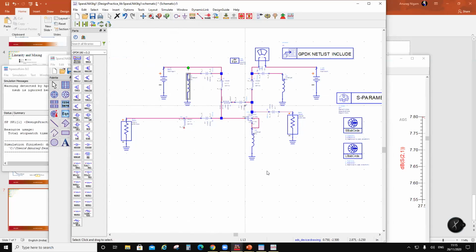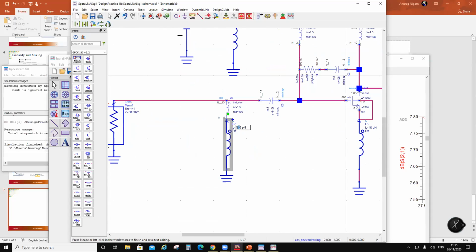And then, of course, I would have something like this, because there is no ground. The ground is inductive, right? So I'm going to put something like this. Let's put an inductive ground here. This represents a bond wire. So this is basically the total inductance of the ground which you bring in.